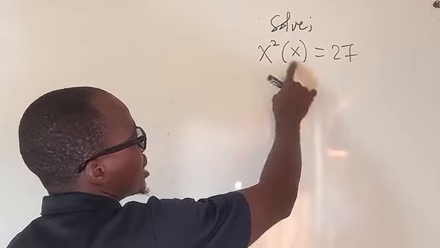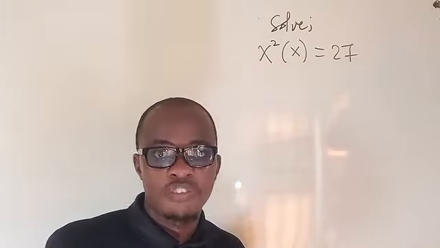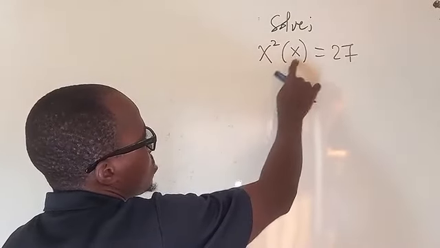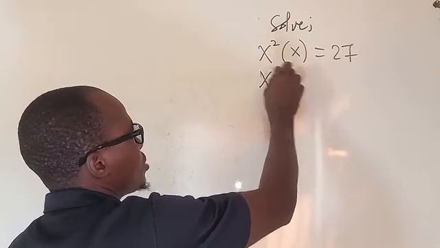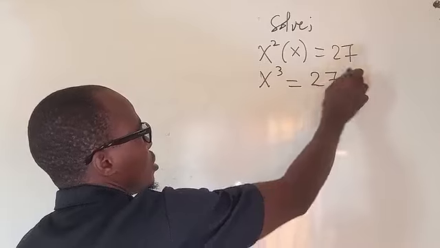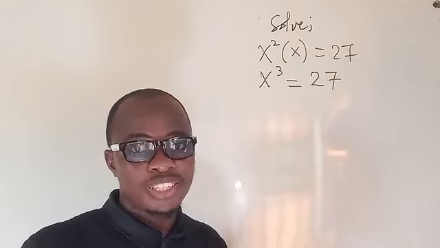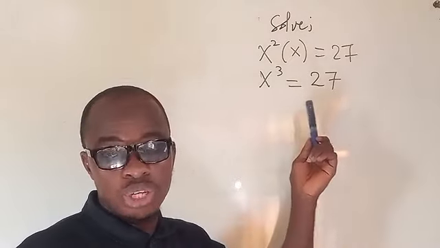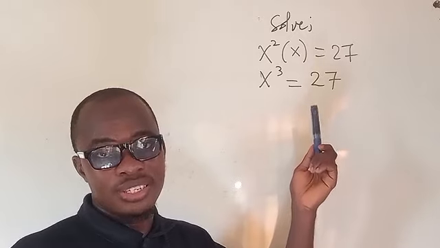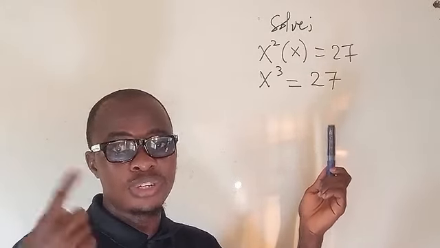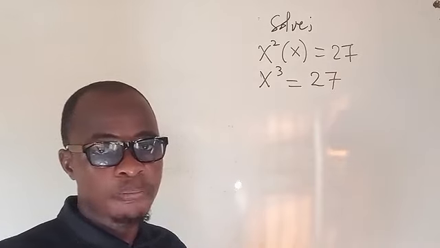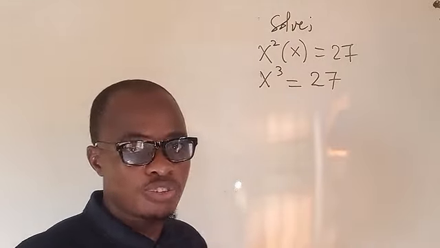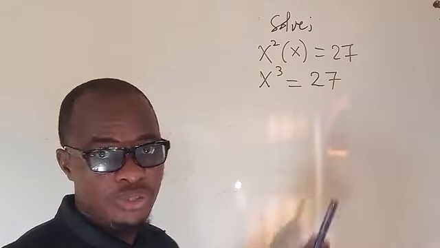This bracket is a sign of multiplication. So when you have x squared multiplying x, that's going to be x to the power of 3 equals 27. What most students will do here is take the cube root of both sides, and when you do that you will only get one solution. I'm not going to do that, so that we'll be able to get all the possible values of x we are looking for.